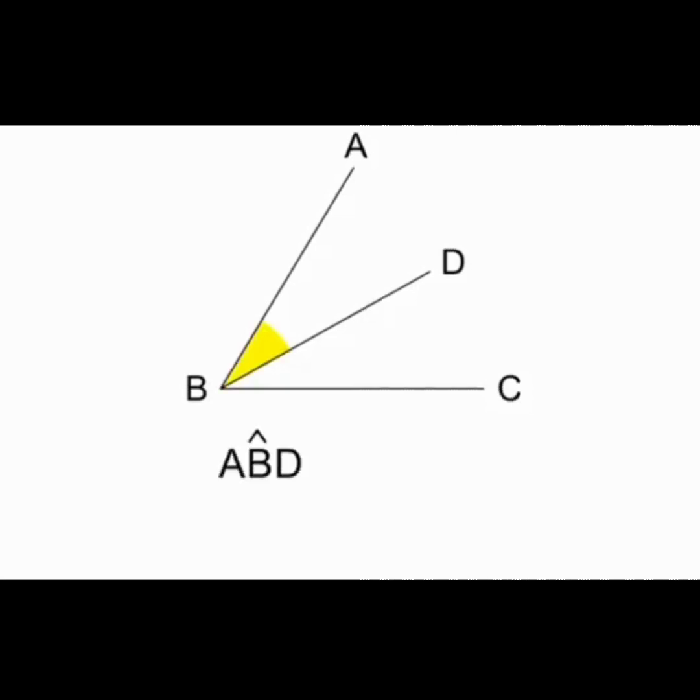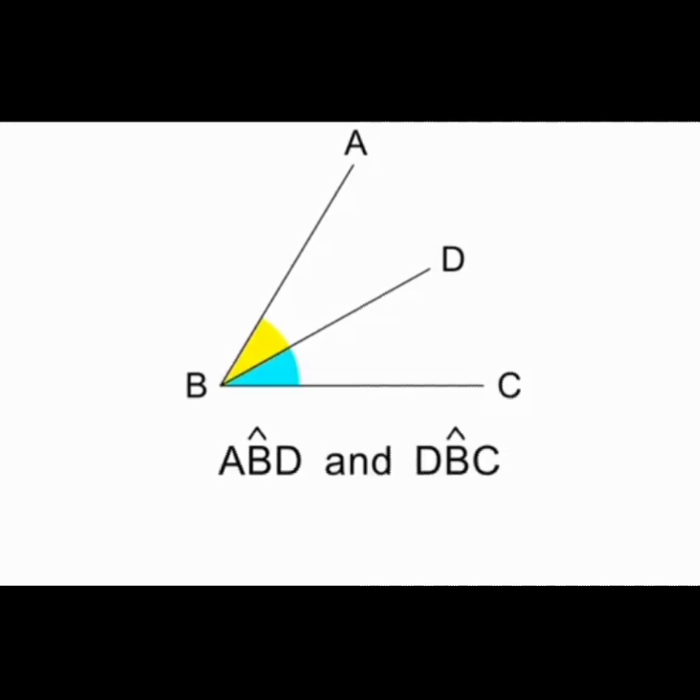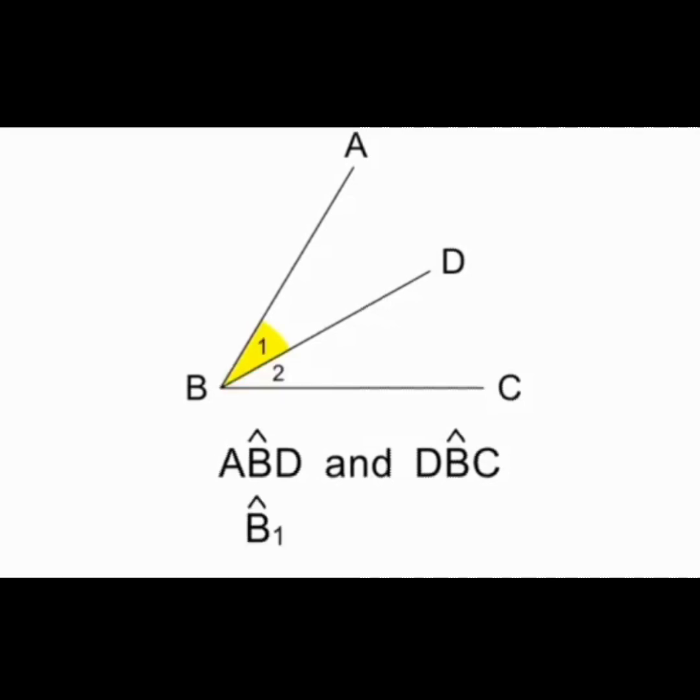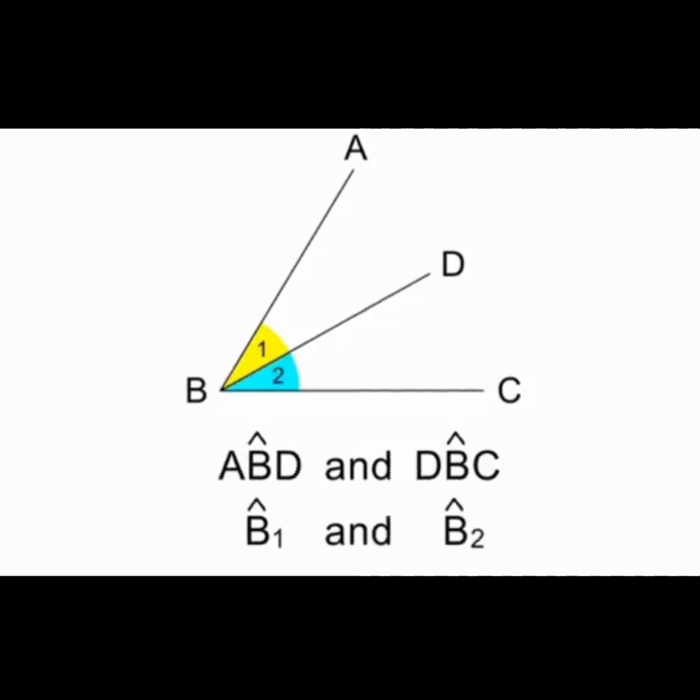But what happens if we add the line BD to the diagram? We now have two angles at B, angle ABD and angle DBC. In this case, we cannot just use B for the name. There is, however, another option if we number the angles. Angle ABD we can now name angle B1, and angle DBC we can name angle B2. Please pause to study this notation.